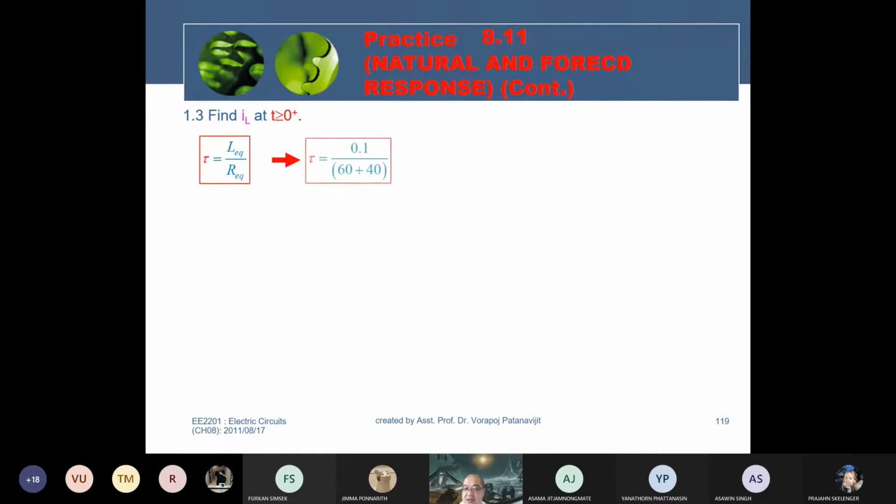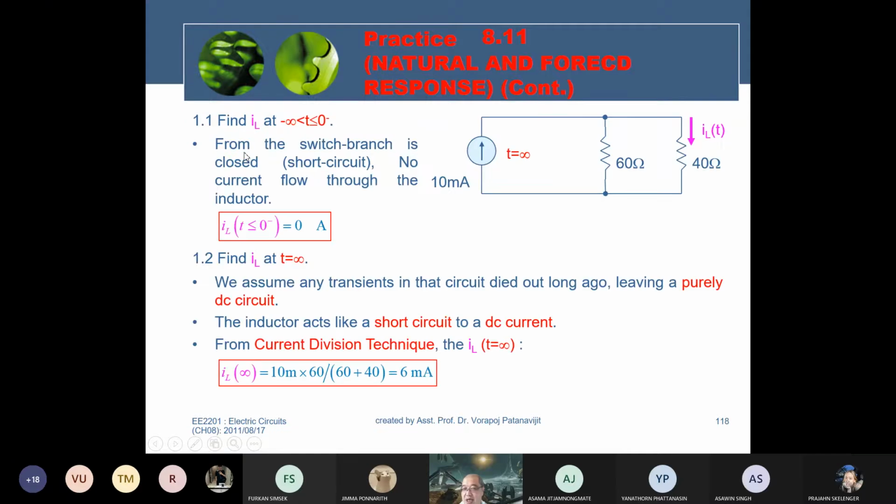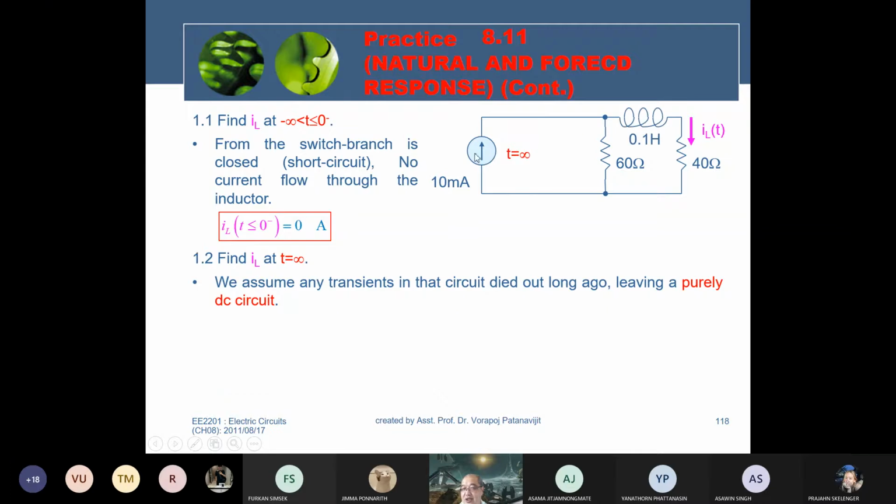For this step, you must determine the equivalent resistor and the equivalent inductor. From this circuit, you check at time greater than 0. For time greater than 0, the switch is already in contact in this position, and you have one current source. You must kill the current source. How to kill the current source? You kill it by open circuiting it.